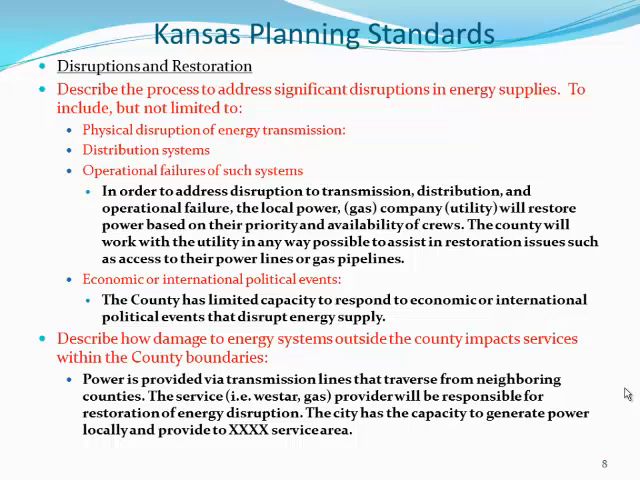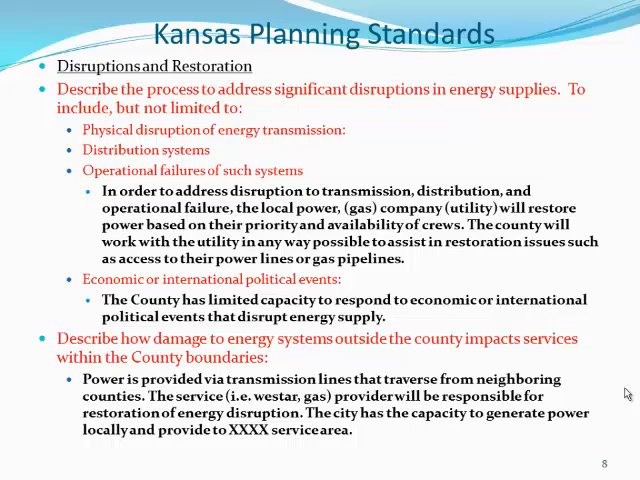The next item that it asks for is describe how damage to energy systems outside the county impacts services within the county boundaries. This is important to note that if you have large transmission lines that are running from another county to your county, and there is a likelihood that distribution could be disrupted, put in that information about what those lines are and what the possibilities and what some of the impacts may be.